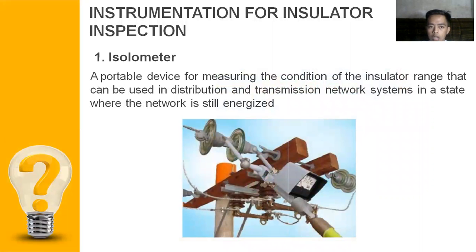For the first, this is an insulator tester. It is a portable device for measuring the condition of the insulator string that can be used in distribution and transmission network systems in a state where the network is still energized. To work, this device requires direct contact with the insulator by touching or gluing the two electrodes with two opposite sides of the metal part on the insulator plate.